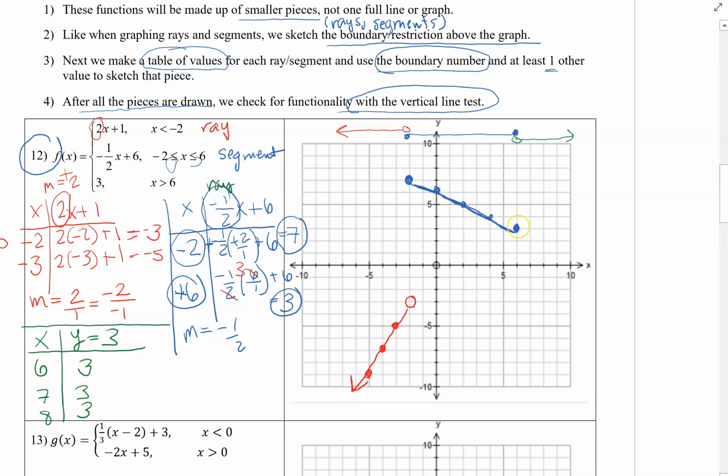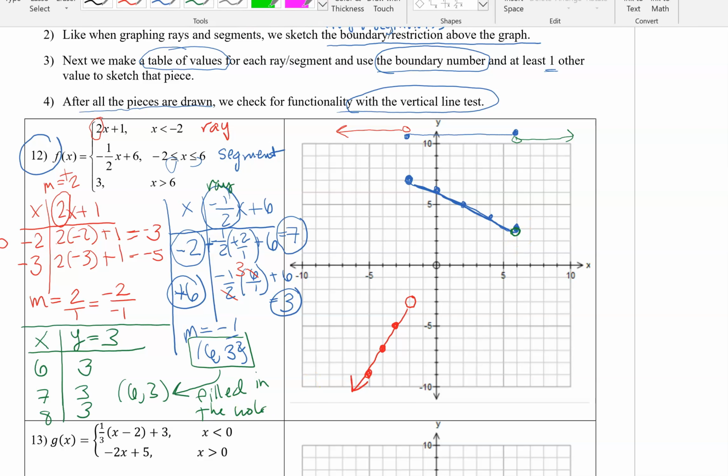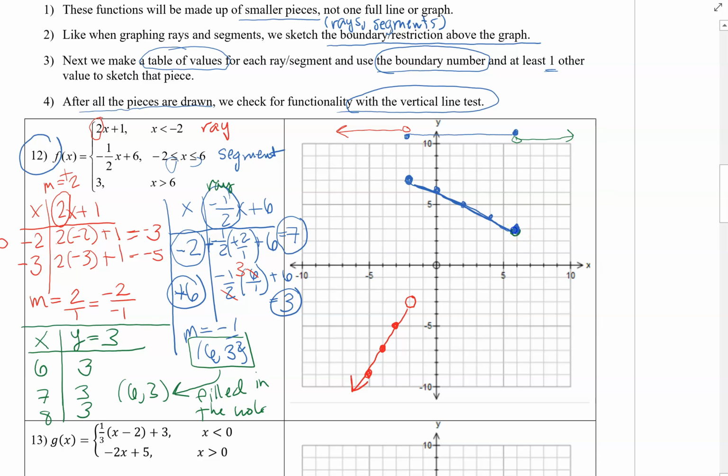So I'm going to have, so this is interesting. I would have an open circle here. But notice how the other boundary point right here had a point at 6, 3. So I had a boundary point of 6, 3 from this segment. And then I had an open circle point at 6, 3 from this ray. So this boundary point filled in this hole. So on your graph, you don't need to have a hole at 6, 3 because the middle piece filled it in, so it should be solid.